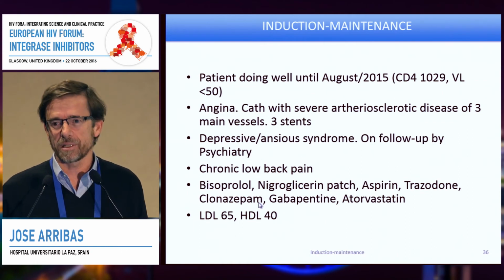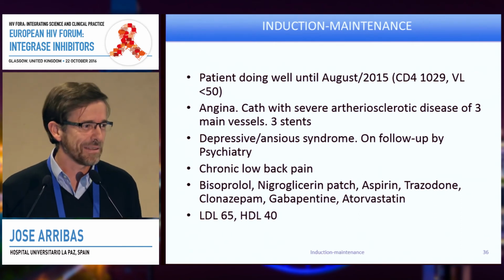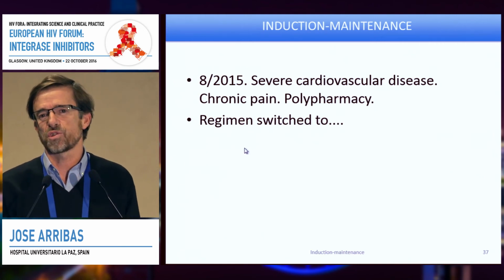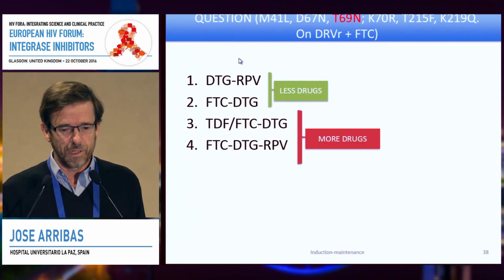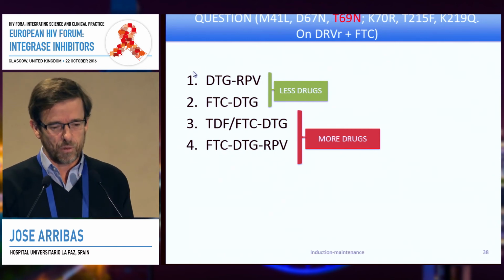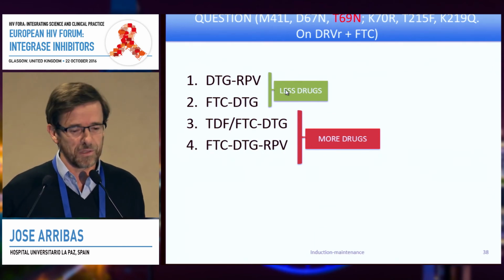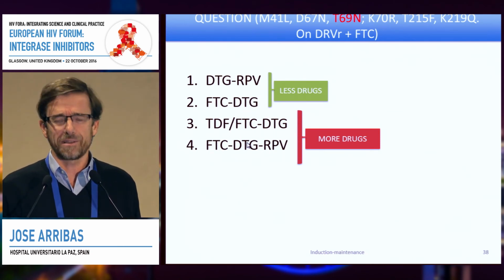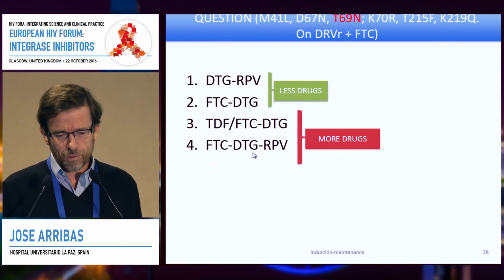So then we have a patient that has been on a fully active boosted PI and an almost active 3TC. And it's polypharmacy, and you want to switch the regimen. You have to switch to something without ritonavir. So again, less drugs. Remember, this is a mutation on darunavir FTC. You can go for dolutegravir, rilpivirine, FTC dolutegravir, or 3TC dolutegravir, less drugs, or keeping the nucleosides, TDF, FTC dolutegravir, or FTC dolutegravir, rilpivirine.